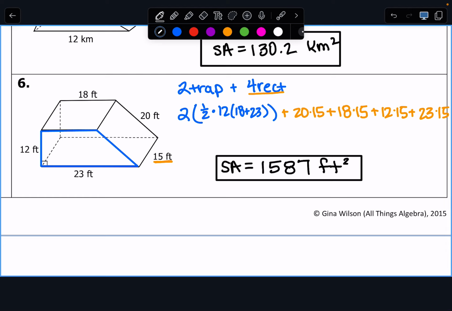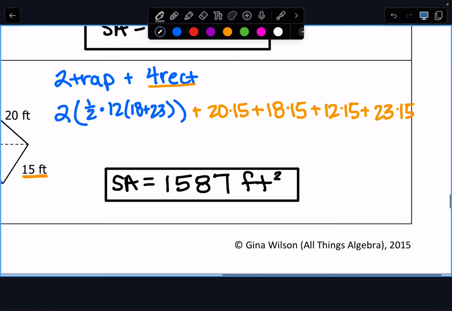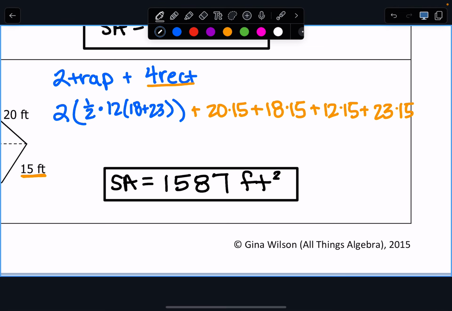Okay, ladies and gentlemen, humans. Your calculator is fancy. You have the parentheses on your calculator. You can type exactly like you see it. You can type in 2 parentheses 1/2 times 12 parentheses 18 plus 23 parentheses. You can do that in your calculator.